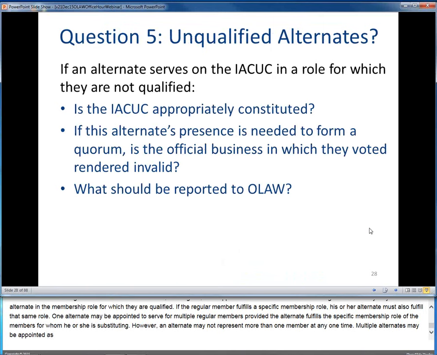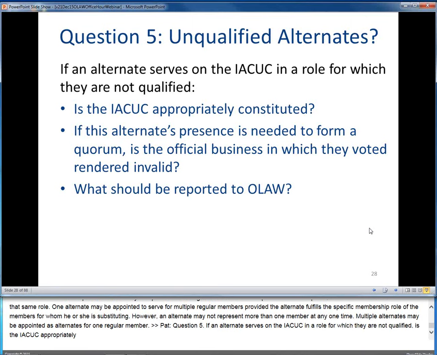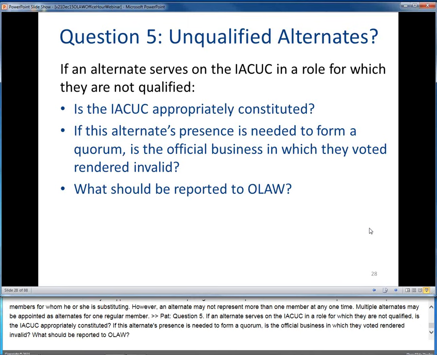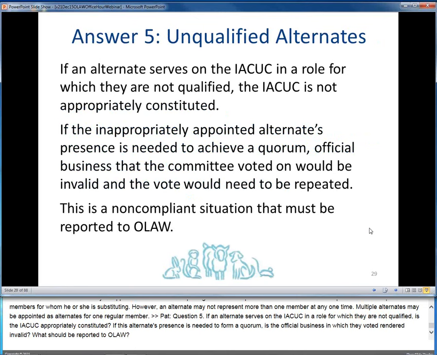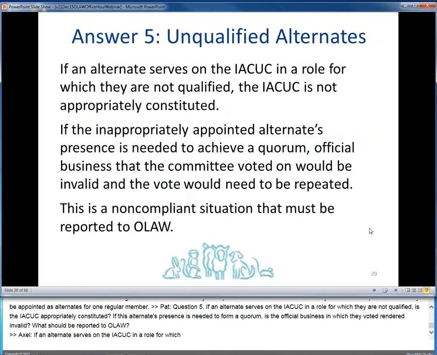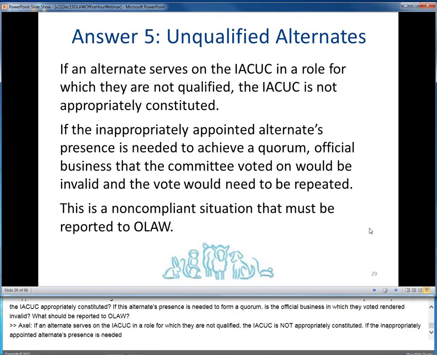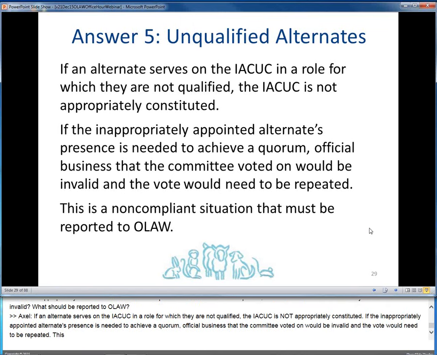Question 5. If an alternate serves on the IACUC in a role for which they are not qualified, is the IACUC appropriately constituted? If this alternate's presence is needed to form a quorum, is the official business in which they voted rendered invalid? And what should be reported to OLAW? If an alternate serves on the IACUC in a role for which they are not qualified, the IACUC is not appropriately constituted. If the inappropriately appointed alternate's presence is needed to achieve a quorum, official business that the committee voted on would be invalid and the vote would need to be repeated. This is a non-compliant situation that must be reported to OLAW.